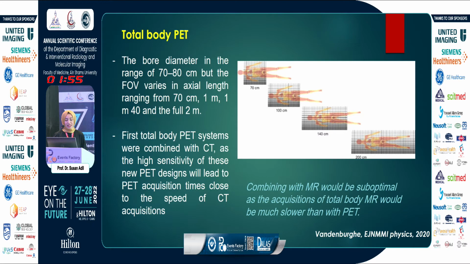The first total body PET scanners were combined with CT, as the high sensitivity of these new PET designs will lead to PET acquisition time close to the speed of CT acquisition, yet it couldn't be applied with MRI, as the acquisition of total body MRI would be much slower than PET acquisition.